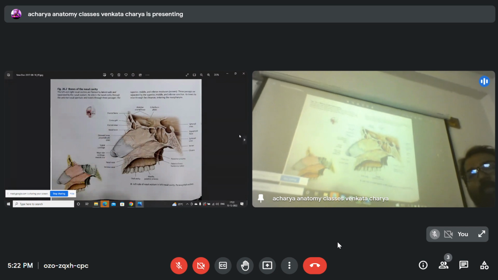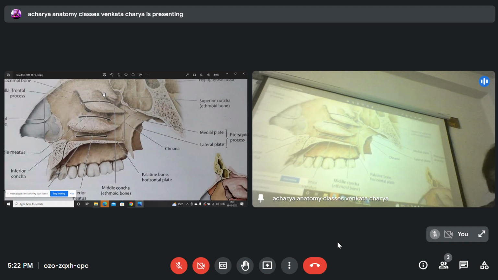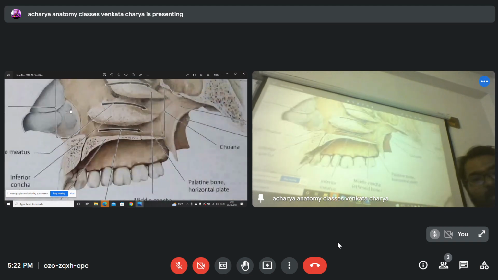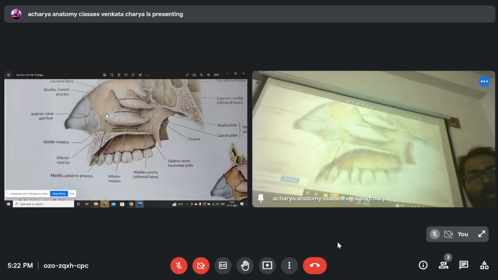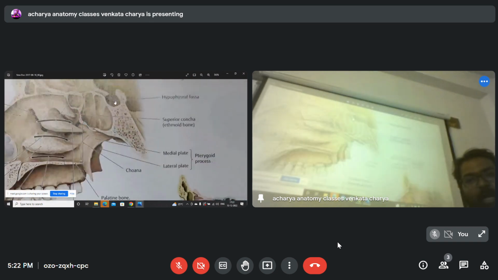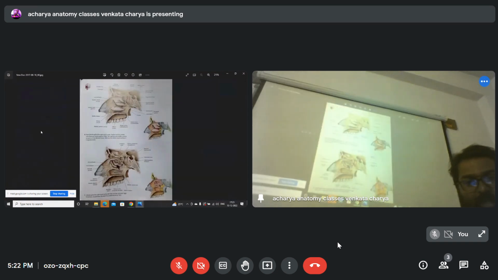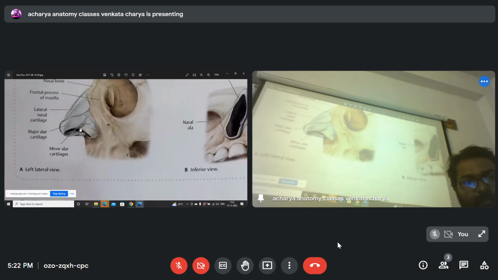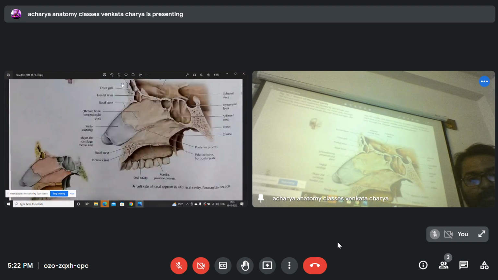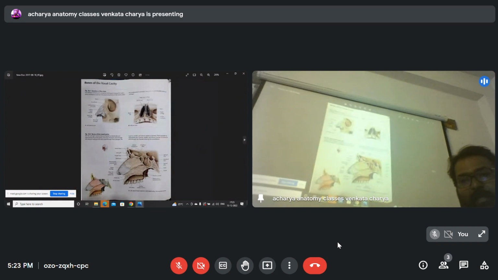Next, the lateral wall boundaries. See here, the lateral wall is formed by the alar cartilages. Alar cartilage.